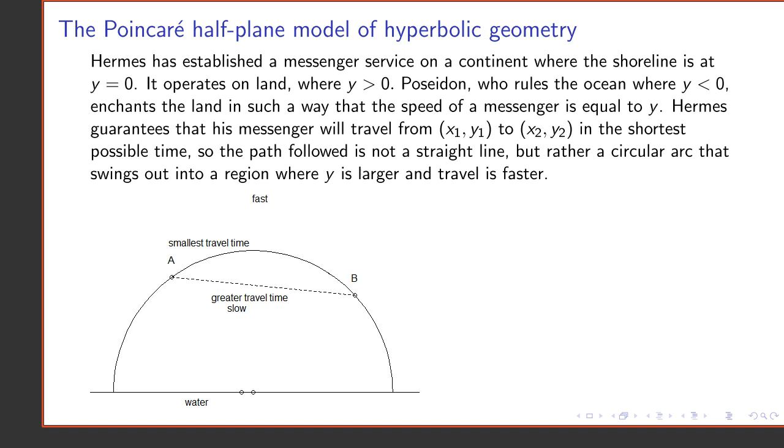Hermes has made a guarantee that when one of his messengers travels from point A to point B, it will take the route that requires the smallest travel time. But that route is no longer a straight line because travel is slow when we're closer to the water, fast when we're farther away from the water, and therefore it pays for the messenger to swing out into the region where travel is faster and then come back down closer to the shoreline at B. And remarkably, it turns out the path should be a circular arc with the circle centered at a point on the shoreline. So I'm now going to prove this.